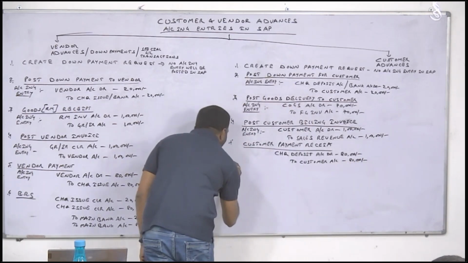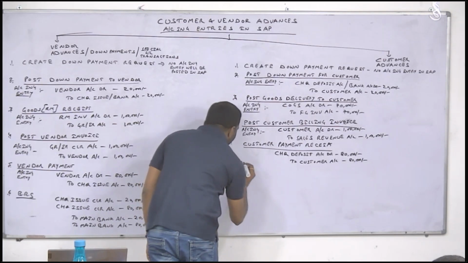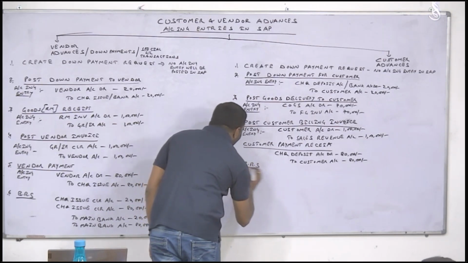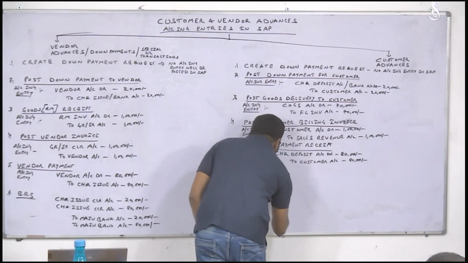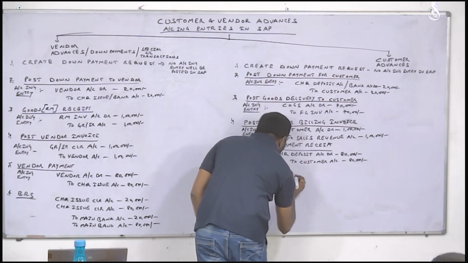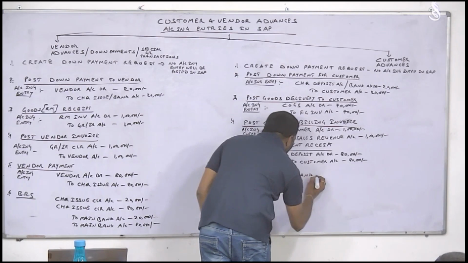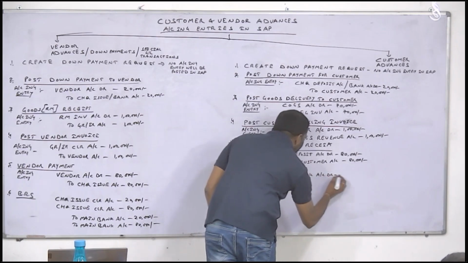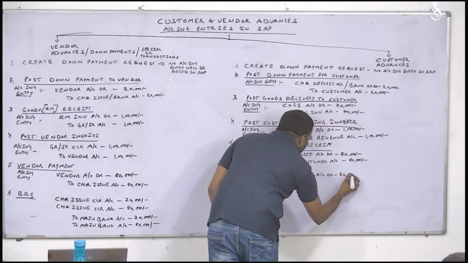Then what is the next one? BRS. What is the accounting entry? Main bank account debit, check deposit. I will say 20,000.